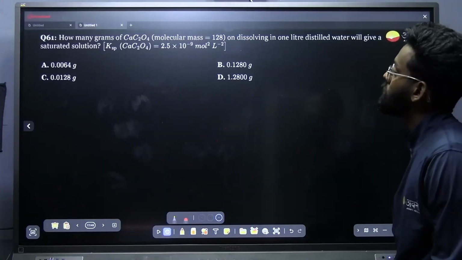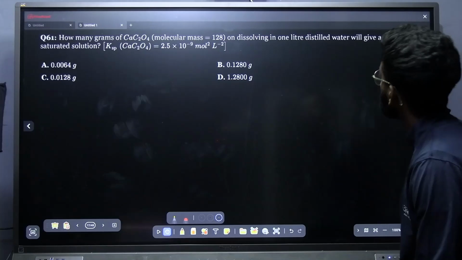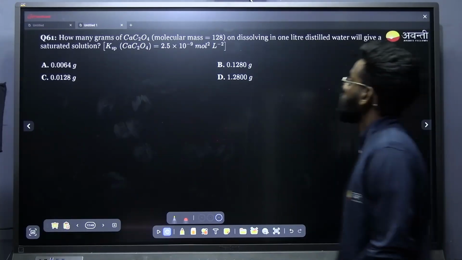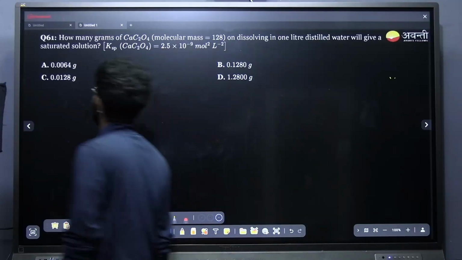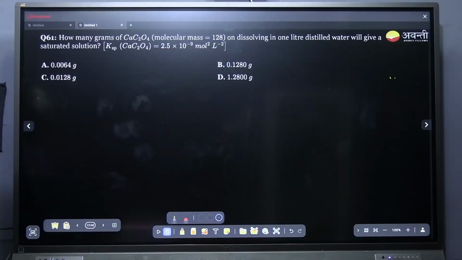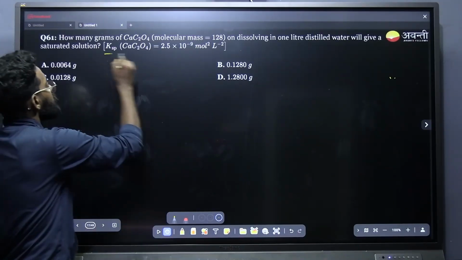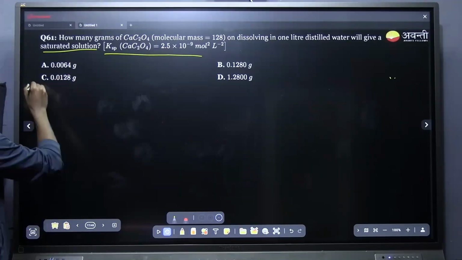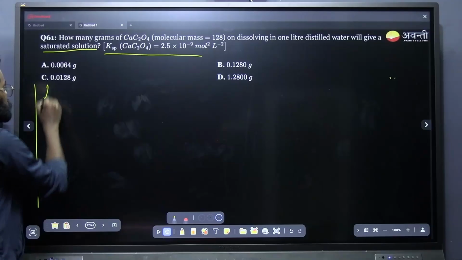How many grams of CaC2O4 on dissolving in 1 liter distilled water will give a saturated solution? How can we solve this question? Here they have given the Ksp value and they mentioned it is a saturated solution. What is the peculiarity of a saturated solution?